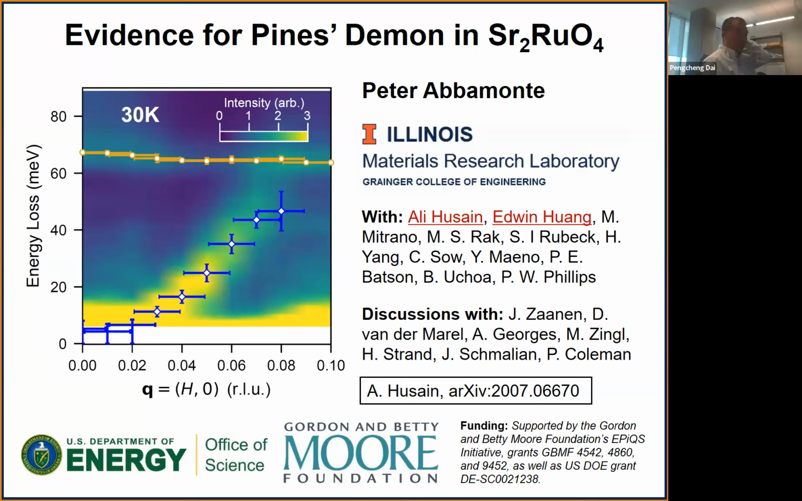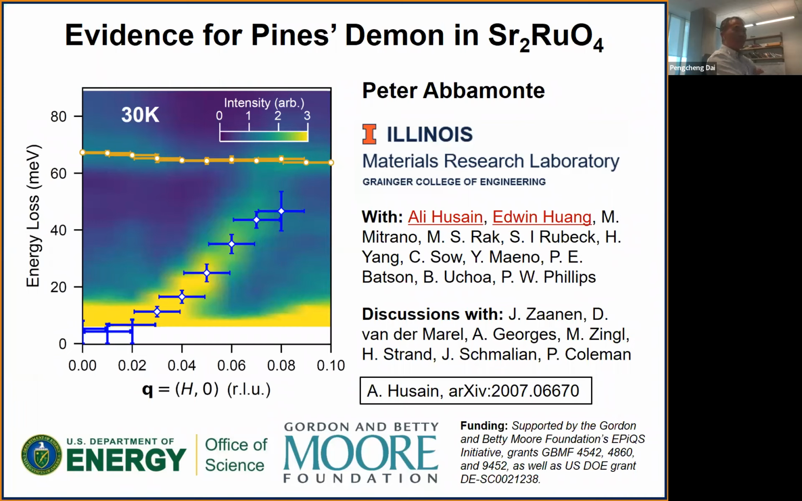Okay, great. Yeah, so we're extremely happy today to have Peter Abbamonte from UIUC to talk about his brand new discovery in Pines. What do you call it, a demon? It's a demon. A demon in strontium ruthenate. I was trying to get Peter to talk about the charge ordering, but he told me this is much more exciting. So he gave some of the slides to JP. So JP talked a little bit about that, but we're very happy to have you.